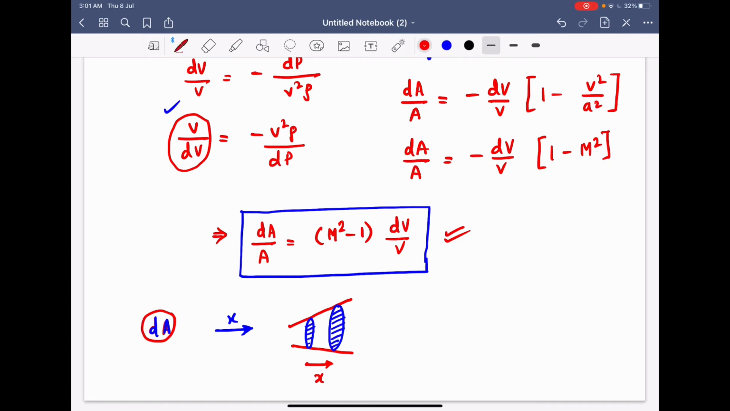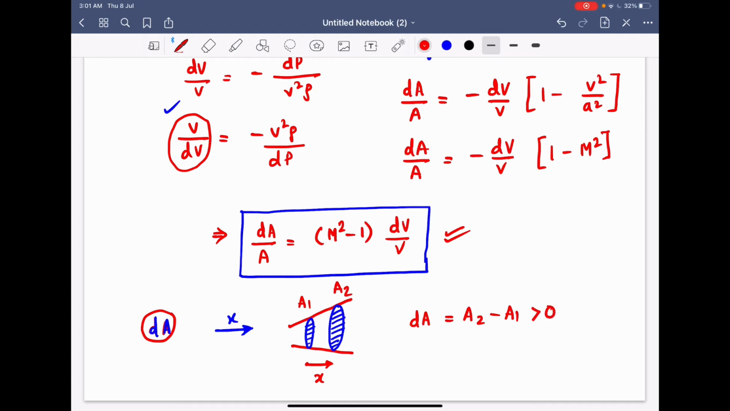dA is the change in the area as we go forward in x. So what is dA? Suppose I call this area A1 and this area A2, so dA will be A2 minus A1. As I go forward in x, what is the change in the area? Is it positive or negative? This is given by dA. Over here, this is a divergent duct, so dA will be greater than 0.